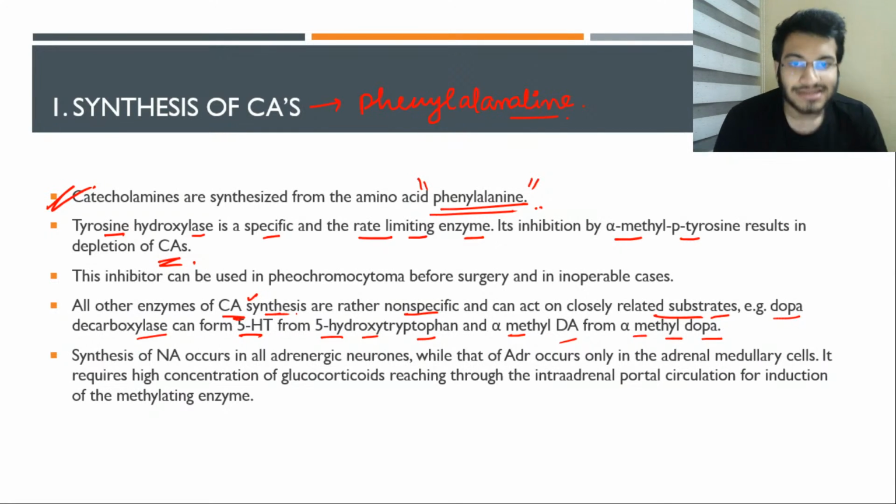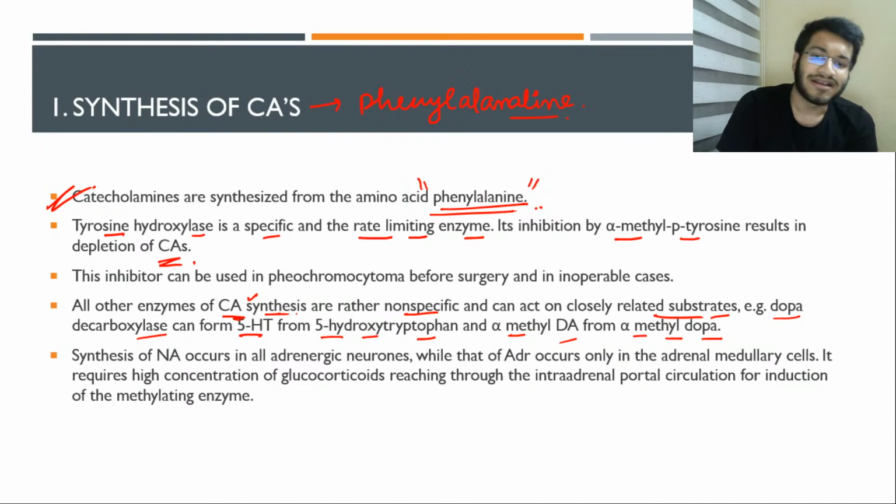So catecholamines are synthesized from the amino acid phenylalanine, and tyrosine hydroxylase is a specific and rate limiting enzyme. This is the most important thing that you should be remembering for your MCQs. Its inhibition by alpha-methyl P-tyrosine results in the depletion of the catecholamines, and this inhibitor can also be used in pheochromocytoma before surgery and in inoperable cases.